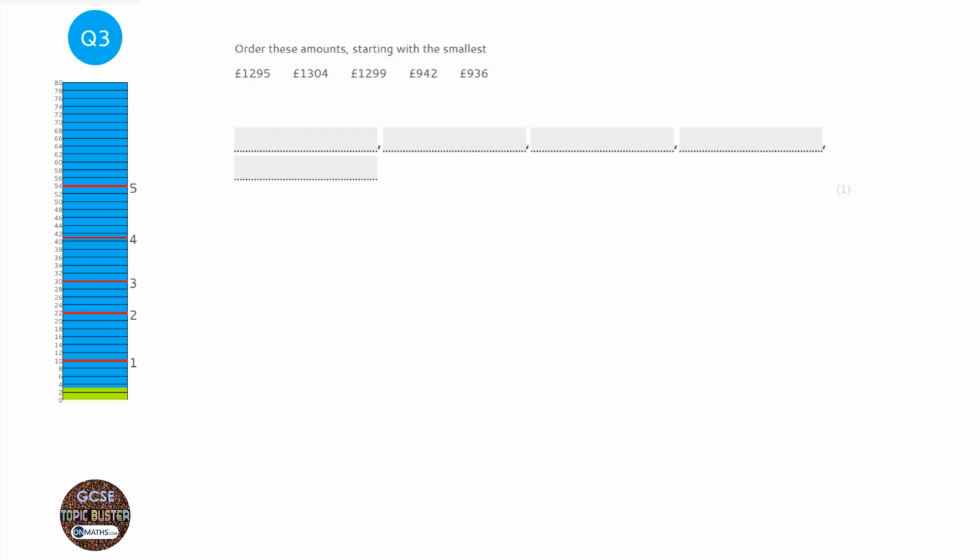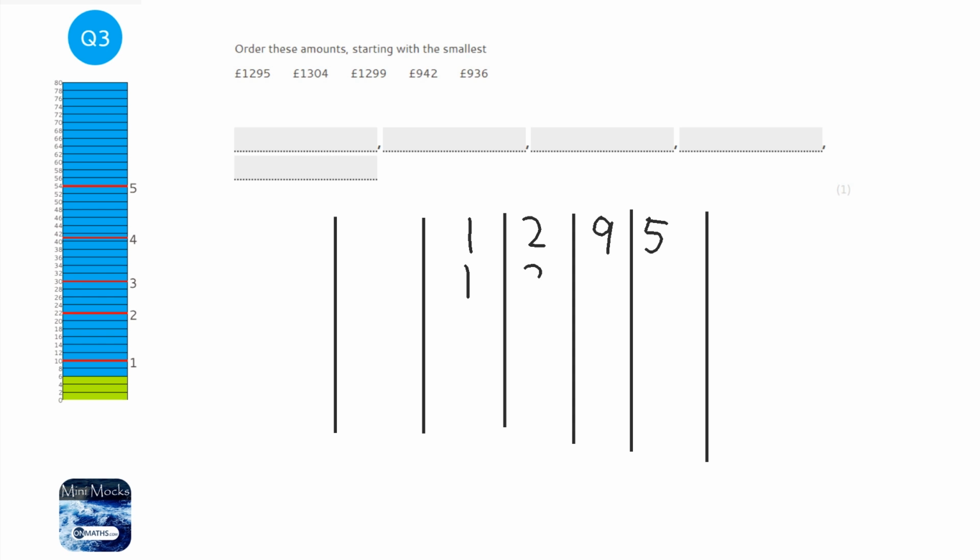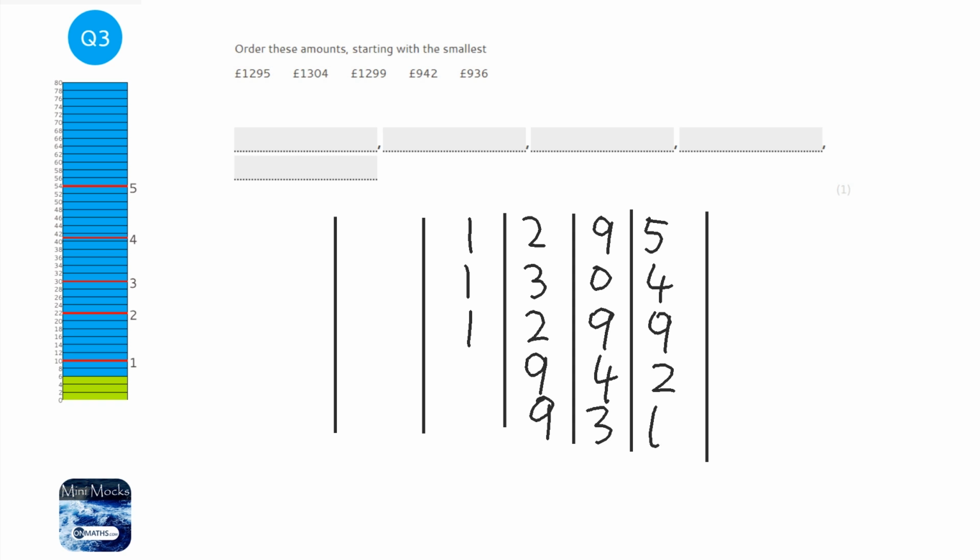To do this question, the best thing to do is just put lines down the page and then we can compare these numbers easier. So I'm just going to ignore the pound sign, so let's put in the numbers. 1,295, 1,304, 1,299, 942, and 936.